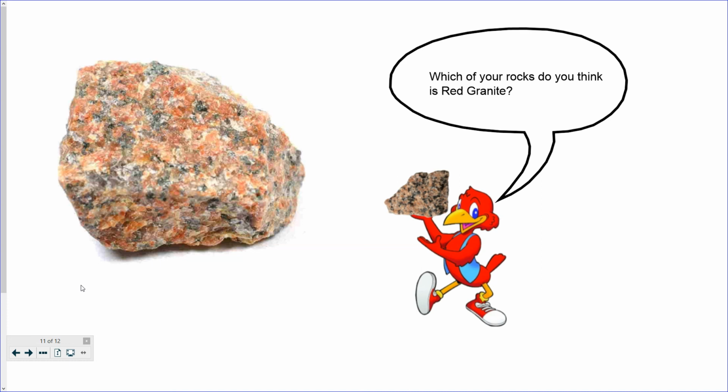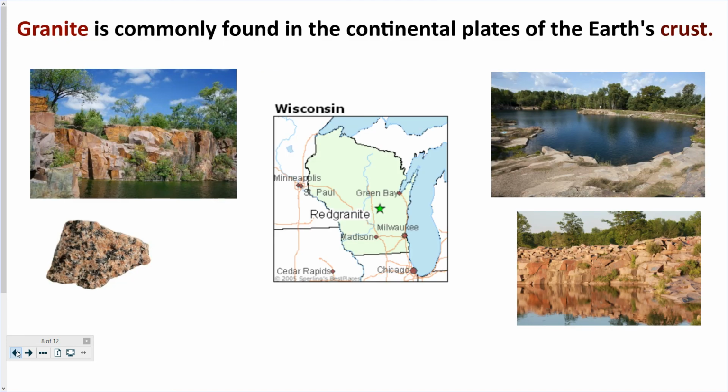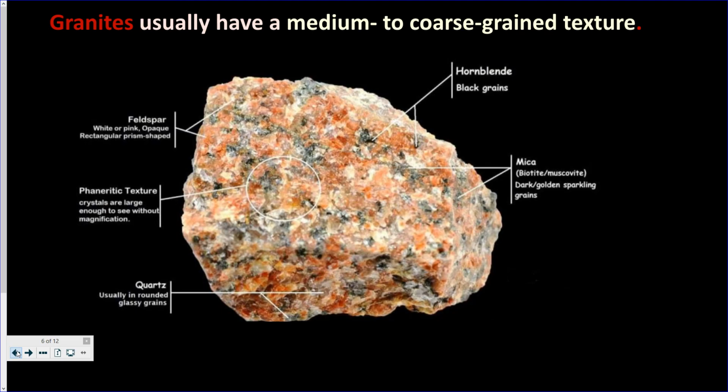Look at number 1, 2, 3, all the way up to your 12 samples. If you think it's number 2, go to that one and write it down. If you think it's number 5, write it down, or number 1, you name it. This one is fairly easy to determine, especially because yours looks very similar to this one. Remember, it's our state rock, and it's found all over in Wisconsin. There are many varieties of granites. Remember, the black one is not granite.